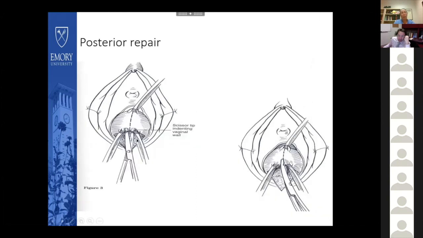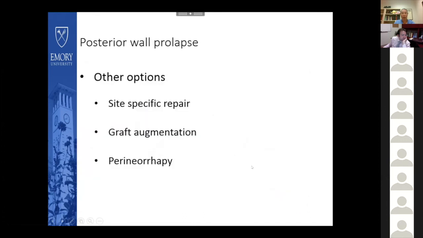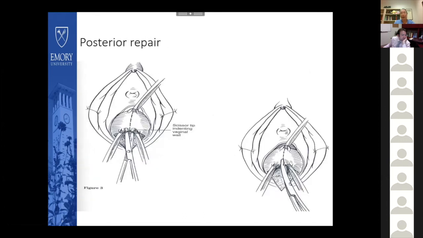So you remove all this epithelium on the diamond, and then you separate the vaginal epithelium from the rectovaginal fascia, and you'll make a little incision, and then you'll separate all that out. Apparently that's all the pictures I have. After that, it is the same as an anterior prolapse repair.